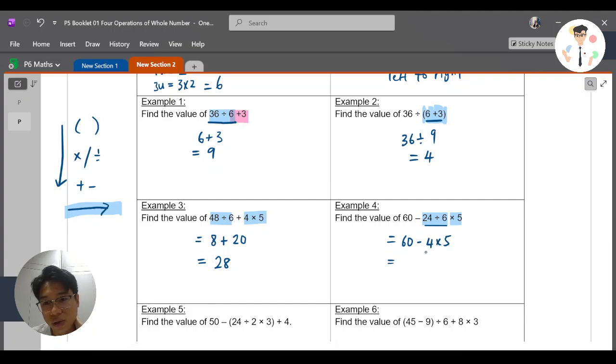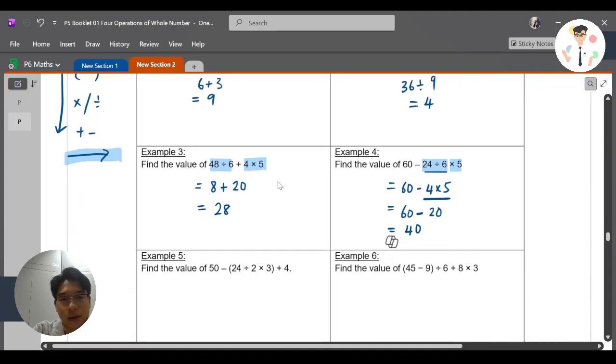And again here, I need to do this first. So 60 minus 4 times 5, 20. And 60 minus 20, 40. And we are done for this part. Good. Okay, I think it's clear enough. Not really something that's difficult. Now, let's move on.